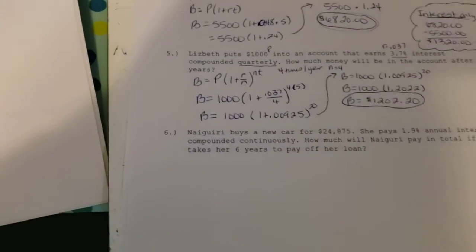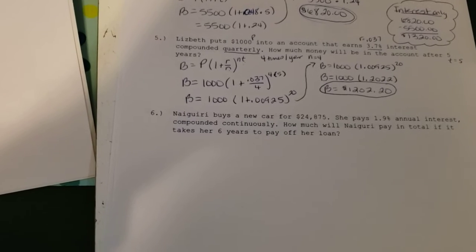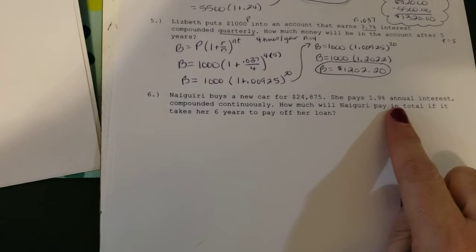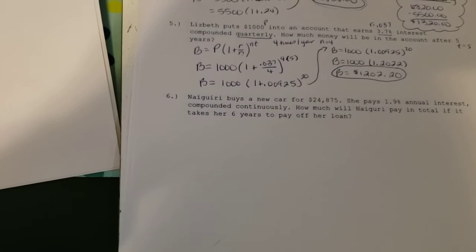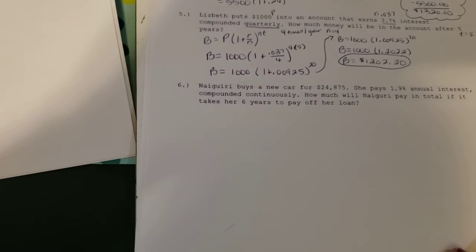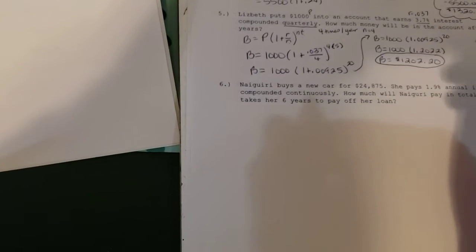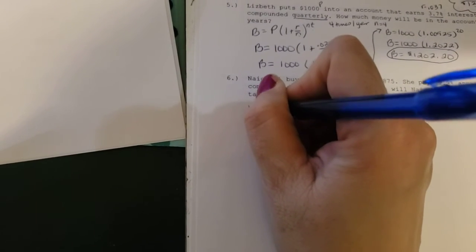So the last one, this one's a little bit different. Nigeria buys a new car for $24,875. She pays 1.9% annual interest compounded continuously. How much will Nigeria pay in total if it takes her 6 years to pay off her loan? So my formula, we always want to start with the formula.